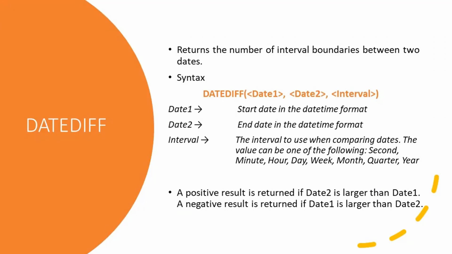If date one is earlier than date two, then the result of the DATEDIFF formula is a positive one. Logically speaking, the beginning date should be before the latter date or the ending date. But if date one is after date two, then the result will be a negative one. Let's see this formula through an example.